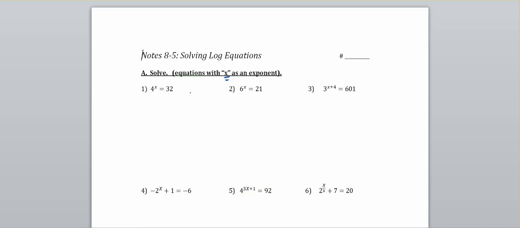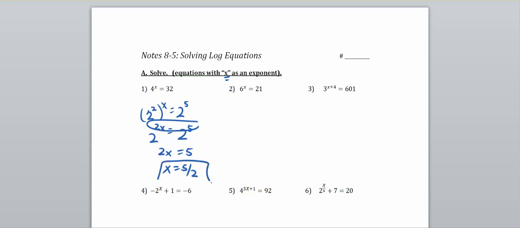On number 1, I have 4 to the x equals 32. All right. I can actually use methods that I've done before, meaning I can make similar bases and say, oh, 2 squared is 4, and then 2 to the 5th is 32. So that leaves me base of 2 to 2x is base of 2 to the 5th. And then I say, oh, if the bases are the same, I set my exponents equal. So this is how we've done problems before. I divide by 2, so my answer is 5/2.